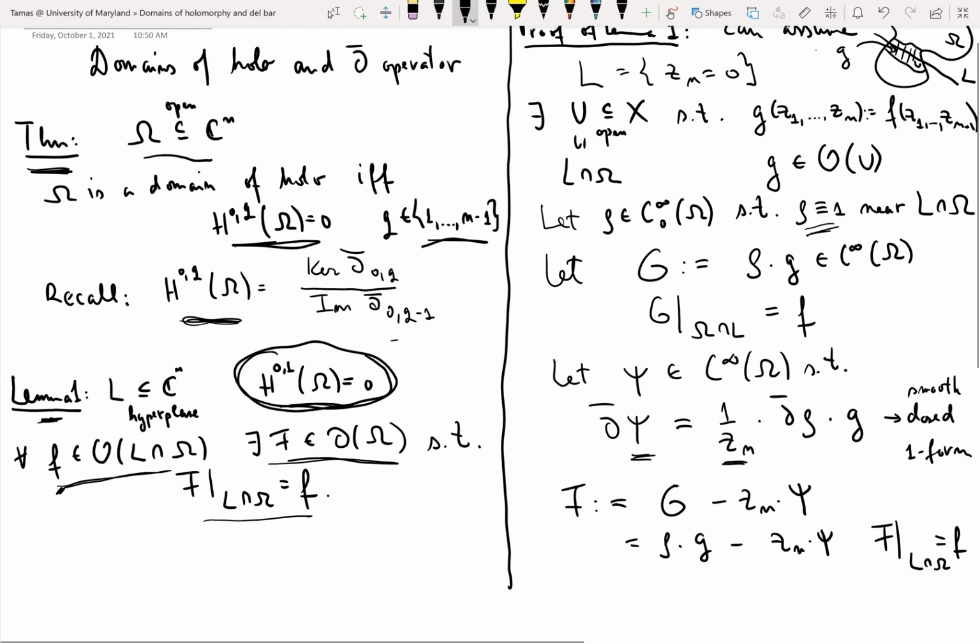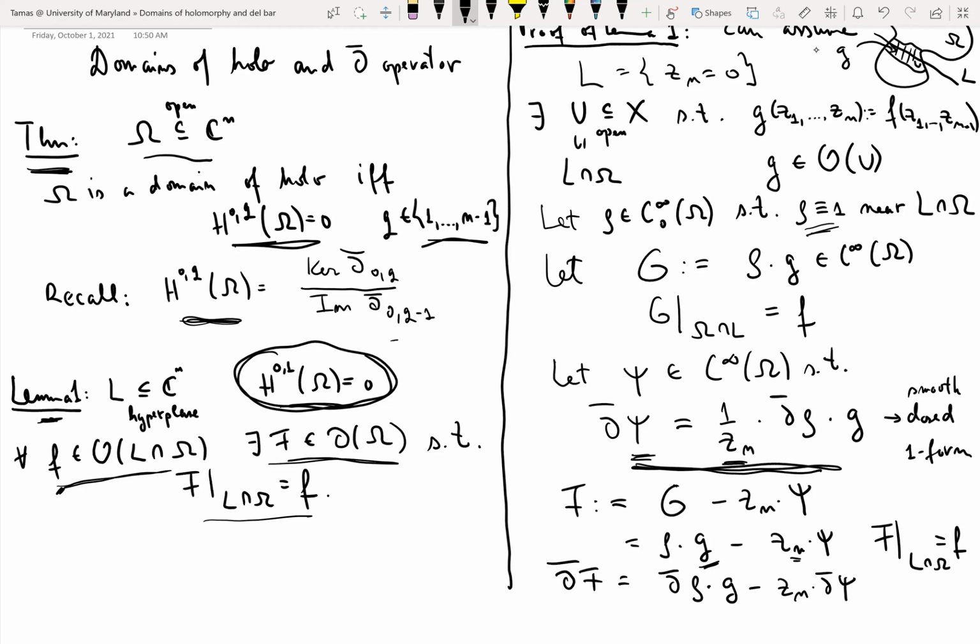And to verify holomorphicity, let's see, what's del bar of f? So small g is holomorphic where defined, so the first term will be del bar of rho times g. And also Zn is holomorphic where defined, so the second term will be Zn times del bar of psi. But del bar solves, so we have this del bar equation for psi. So if we move some terms left and right, we immediately see that this is identically equal to 0. So f is indeed holomorphic. So we are done. It's the first lemma.